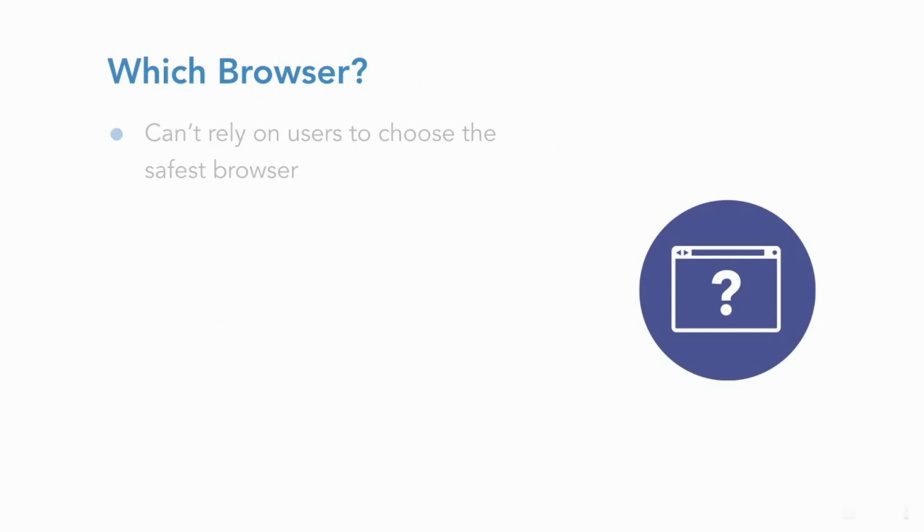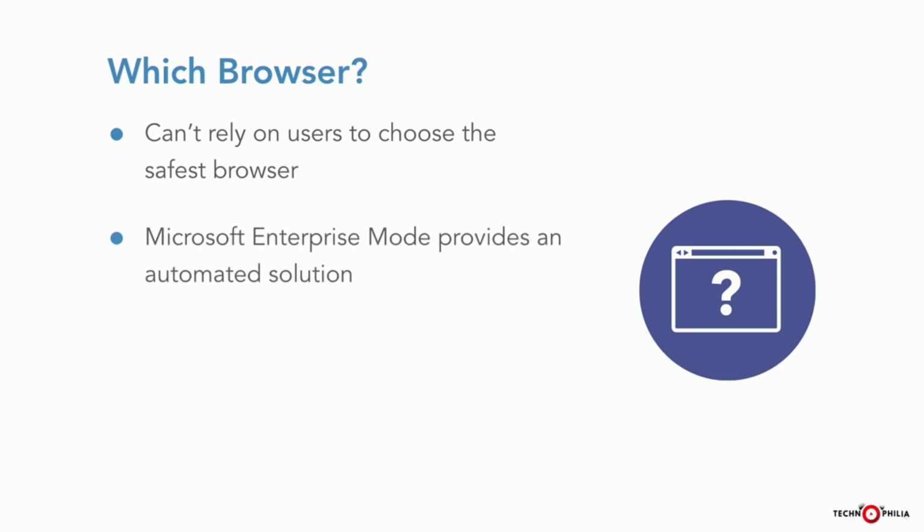End users cannot be expected to run their legacy apps using Internet Explorer and run all of their modern apps with Microsoft Edge. With the Enterprise Mode feature, Microsoft provides a method that organizations can use to automate the solution, which will default to Microsoft Edge and will only use Internet Explorer when necessary.